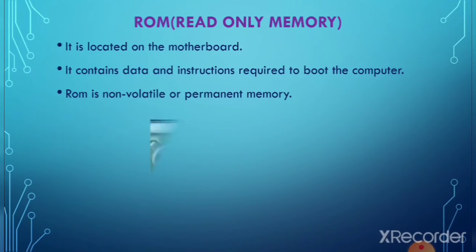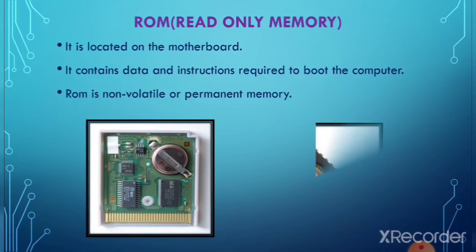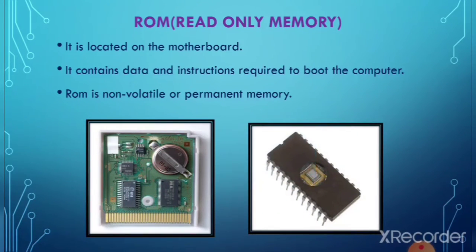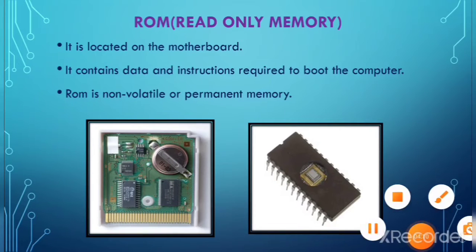Next is ROM. You can see the picture of ROM on the screen. Read-only memory. It is also located on the motherboard. It contains data and instructions required to boot the computer. To boot the computer means to start the computer. It means it contains the data and instruction related to operating system. ROM is non-volatile or permanent memory. It means ROM is a long-term memory. It can store data for long time period. Data will not be lost here.